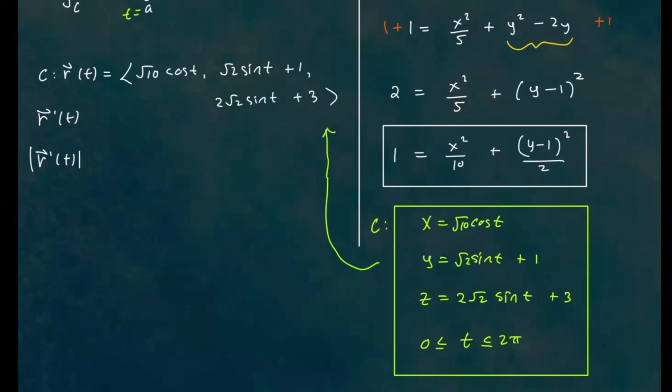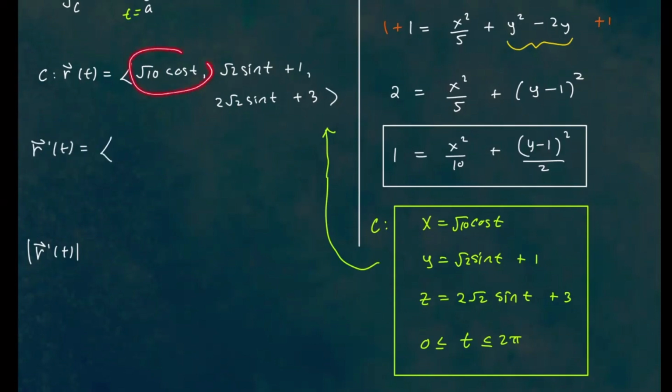Now we compute its derivative, so I'm just gonna get myself some room here. So the next thing we're gonna do is find the derivative of r of t, again in vector form. So the derivative of the first component is going to be negative square root of 10 sine of t. The derivative of the second component is square root of 2 cosine of t. The derivative of 1 is 0. And the derivative of the z component is 2 square root of 2 cosine of t.